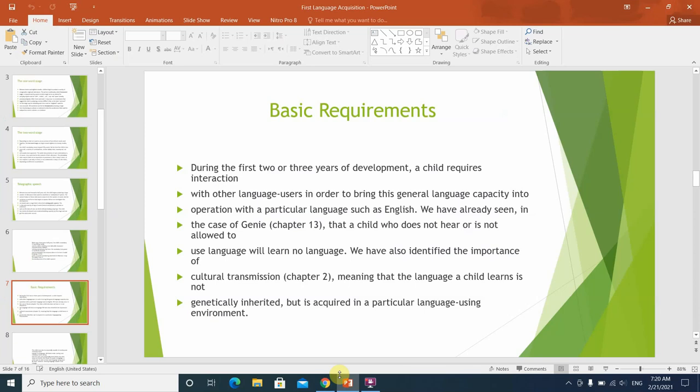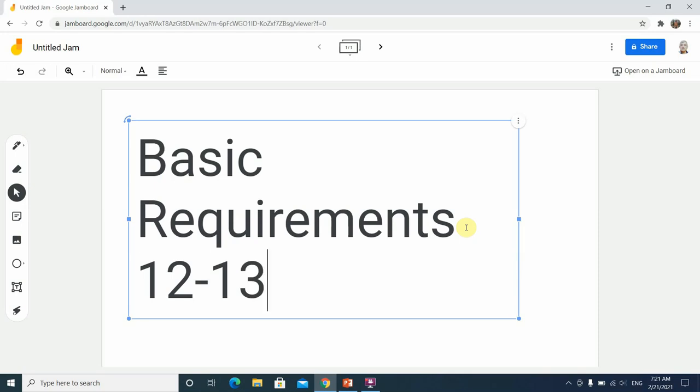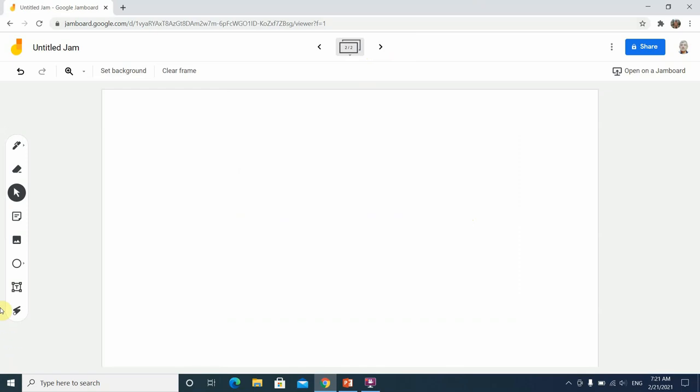So let's continue what we were talking about last time. In our last lecture, we talked about the basic requirements that should be present in order for the child to be able to acquire his or her first language. You remember we said there must be language contact. And the child should have contact with a language in order to be able to acquire this or that language. And we gave the example of Jenny as evidence on language contact and as evidence on the critical period, which lasts until about the age of 12, between 12 and 13, if you remember. So these requirements are necessary for any child to acquire language.